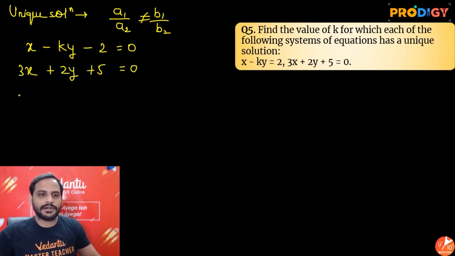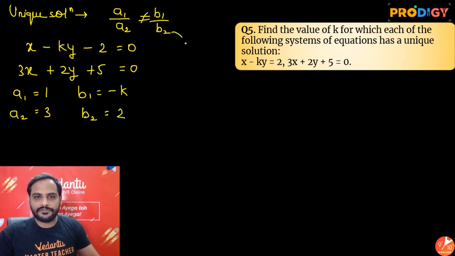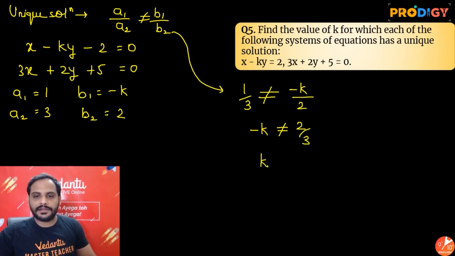So I have got a1 is 1, the coefficient of x is 1. a2 is 3. b1 is minus k, remember negative is taken. b2 is equal to 2. So let's solve it for unique solution. I can say a1 by a2 is not equal to b1 by b2. Shift 2 over there, we can say minus k should not be equal to 2 by 3. Shift negative over there, k should not be equal to minus 2 by 3.